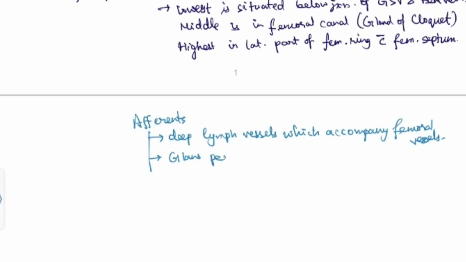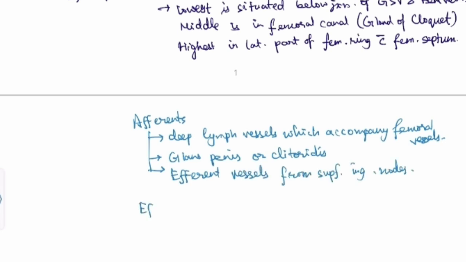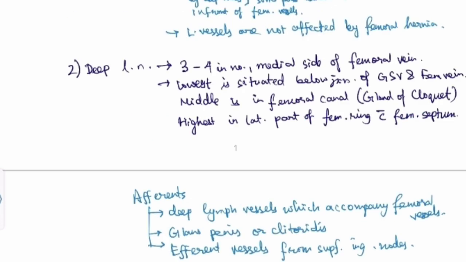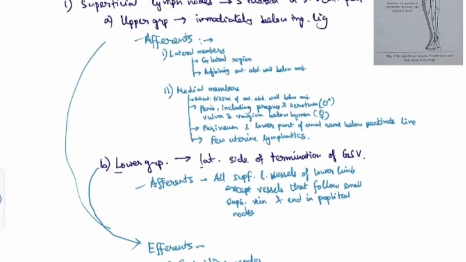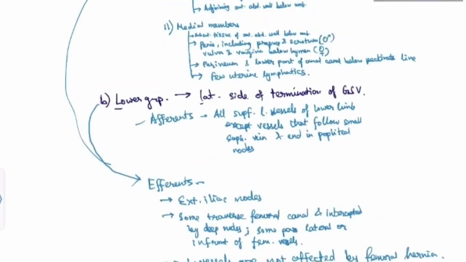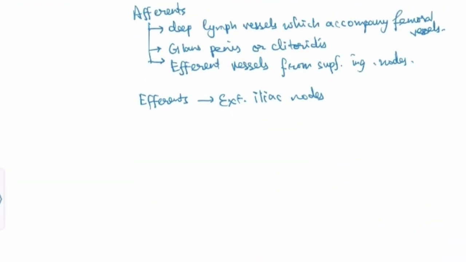Lymph vessels from the glans penis or glans clitoridis, and efferent vessels from the superficial inguinal nodes. Where do the efferents go? External iliac nodes.